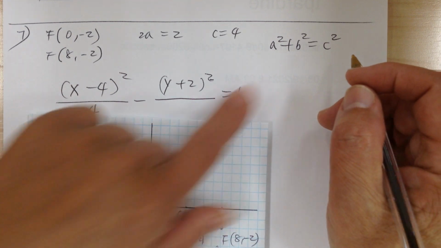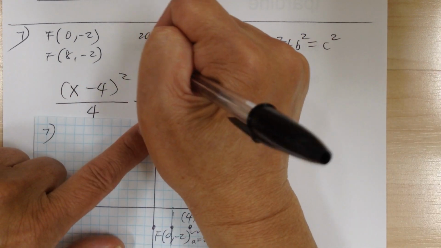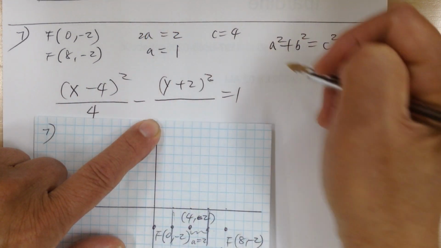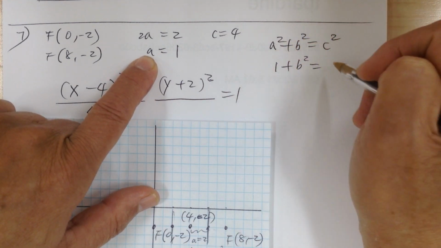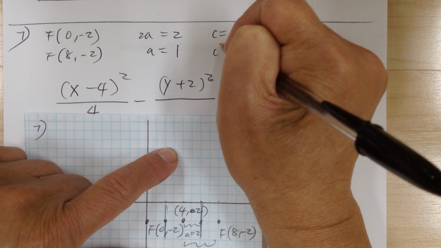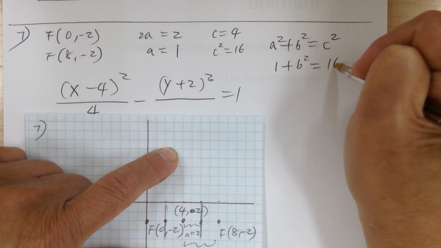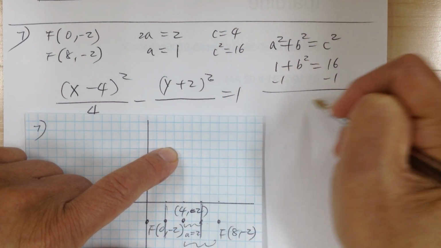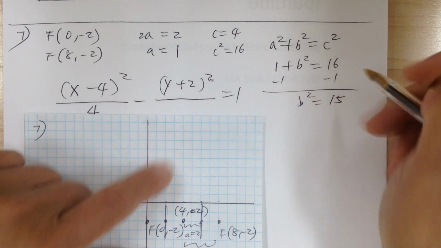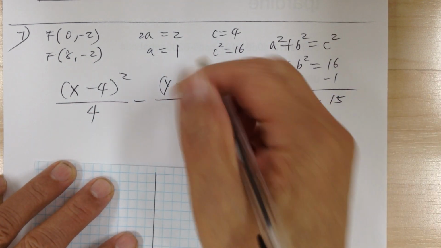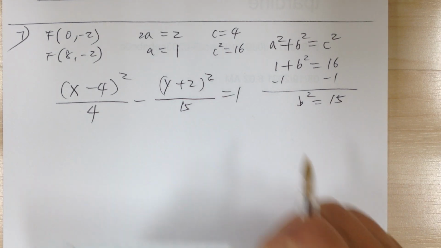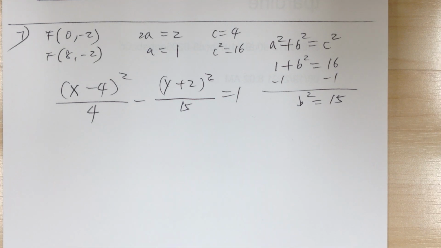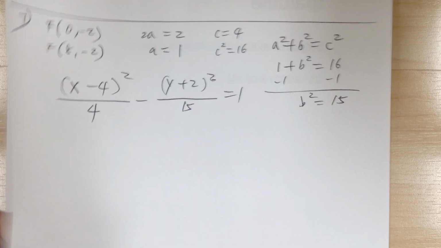Okay, so substitute. So a squared, let's get a. So a will equal 2, so a squared will equal 4. b squared, that's what you're looking for. c squared, so over here c squared equals 16. Okay, so minus 4 on both sides. So b squared equals 12. So that's only one place to go. So put it right over here, and that's it for number 7. Okay, let's go to the next one.